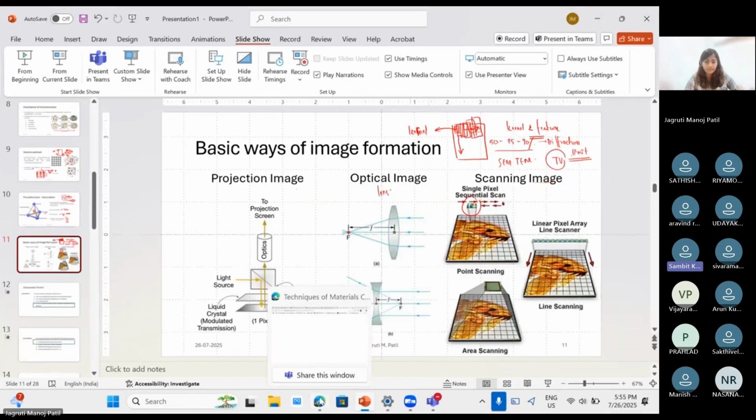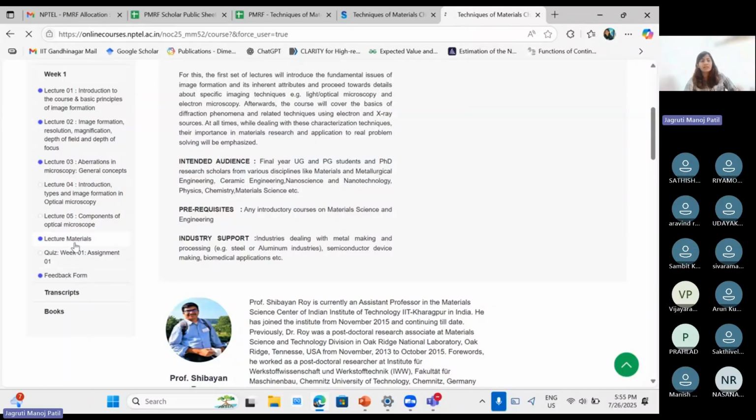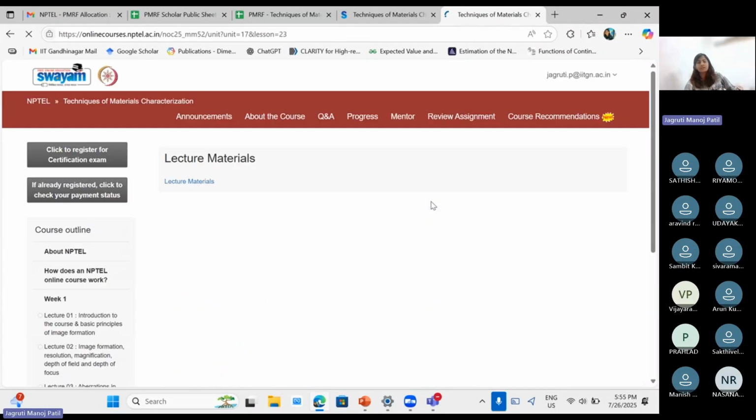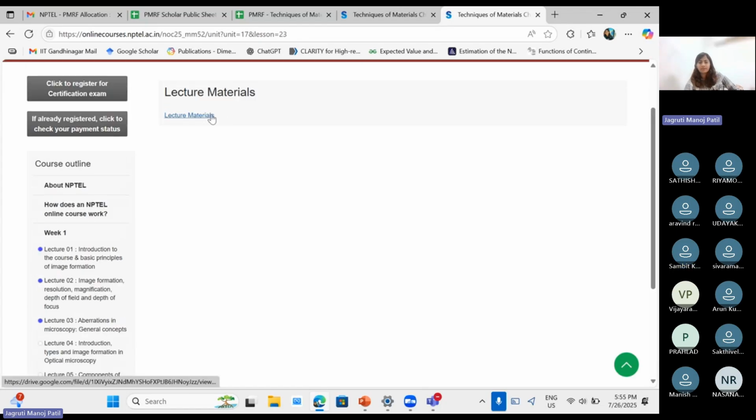Yes, in Swayam, right? So in the portal, if you see here in the lecture materials, you'll be able to get all the lecture slides from there. So you can access the materials from here.